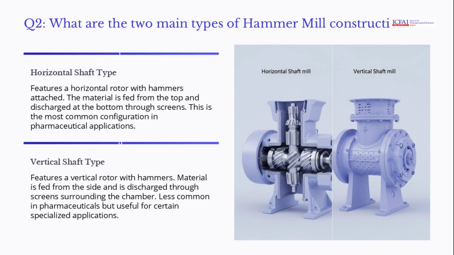Hammer mills can be constructed in two main types, horizontal and vertical shaft. The horizontal shaft type features a rotor with hammers attached, discharging material at the bottom through screens. The vertical shaft type feeds material from the side, discharging through screens surrounding the chamber, offering specialized applications.